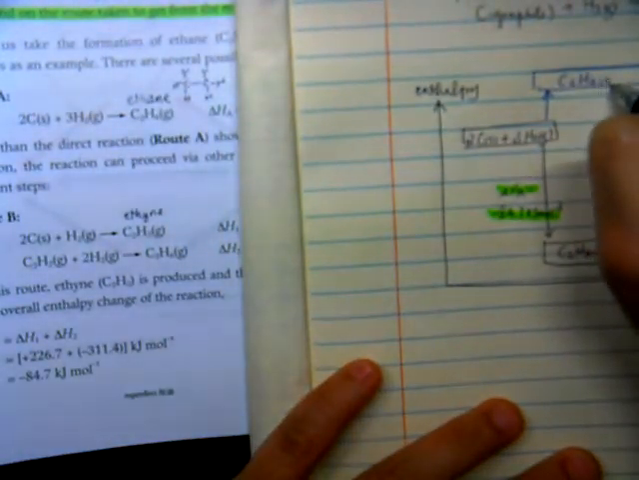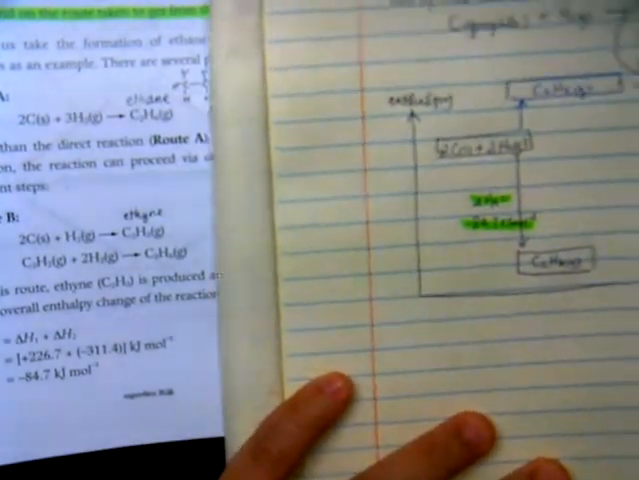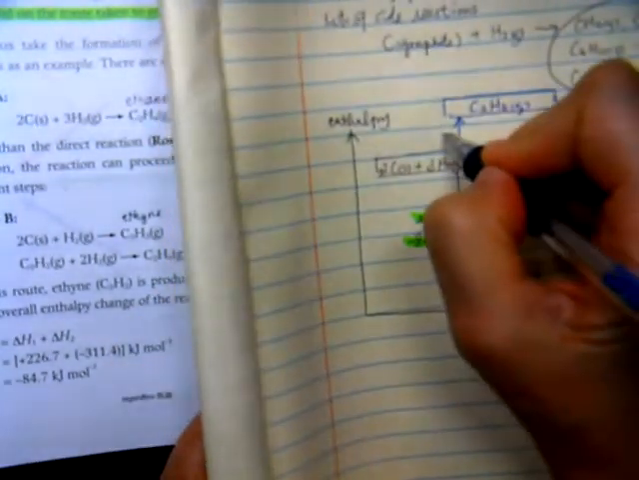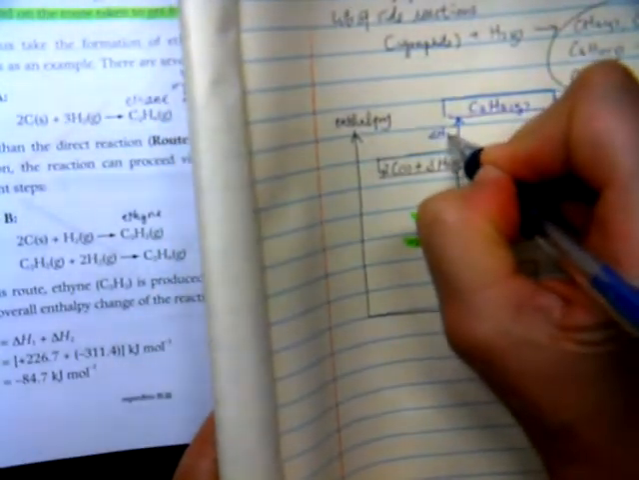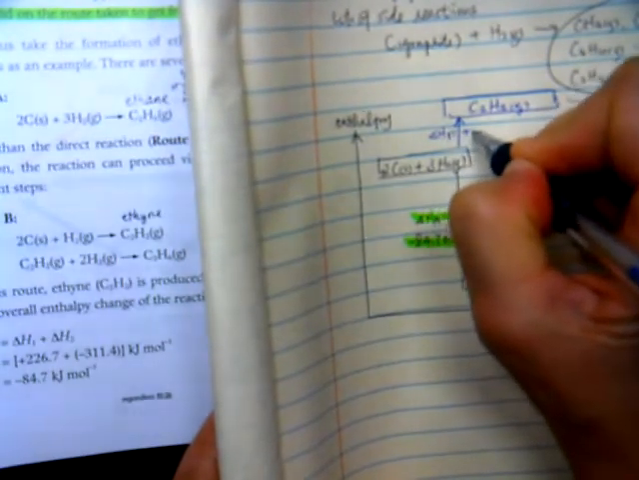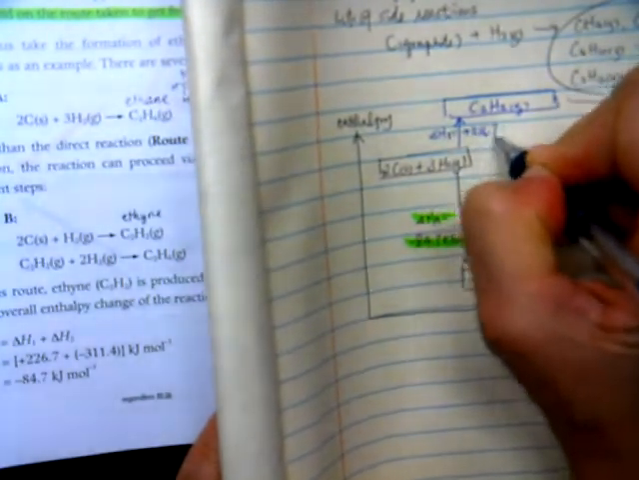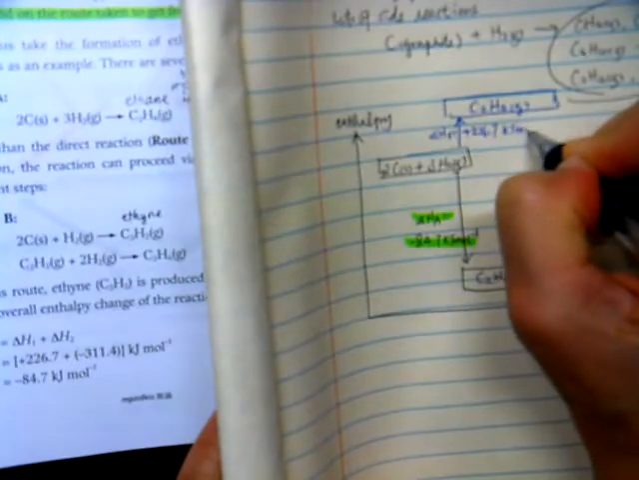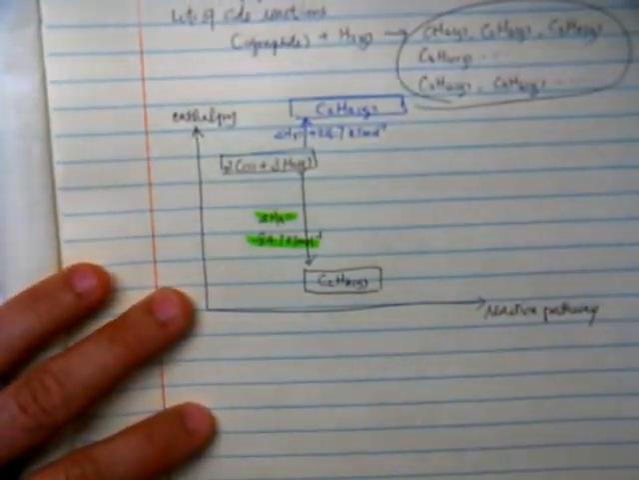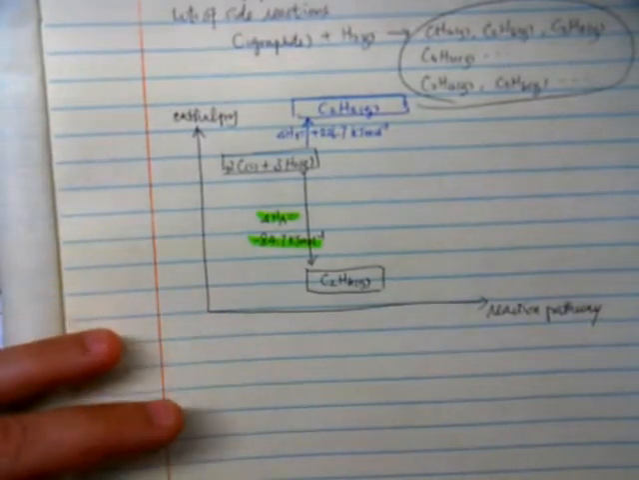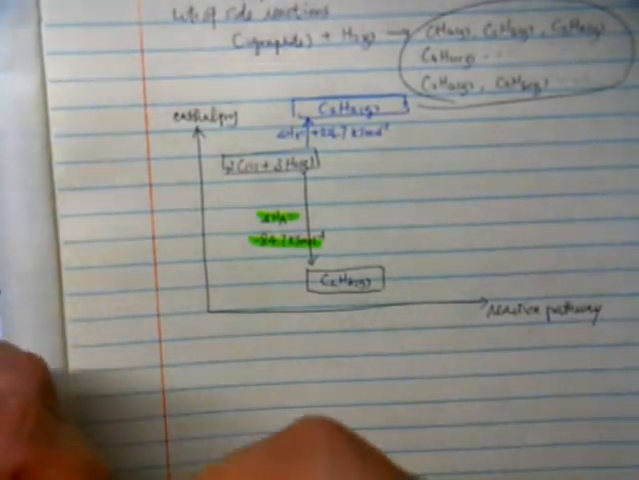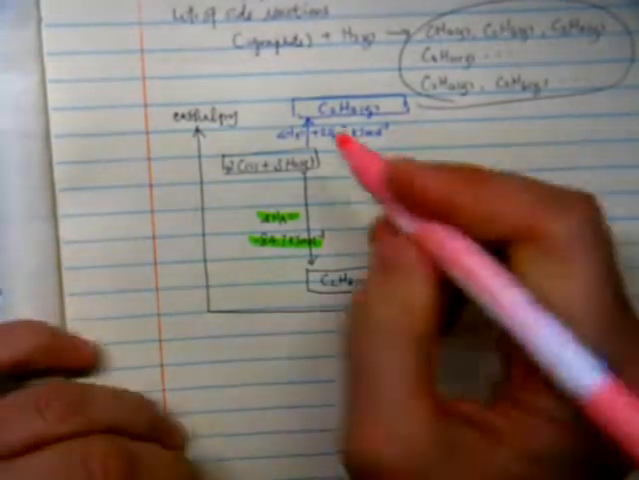2C + 2H2 with delta H equal to positive 226.7 kJ per mole. This is the first step of route B. I highlight it in red.